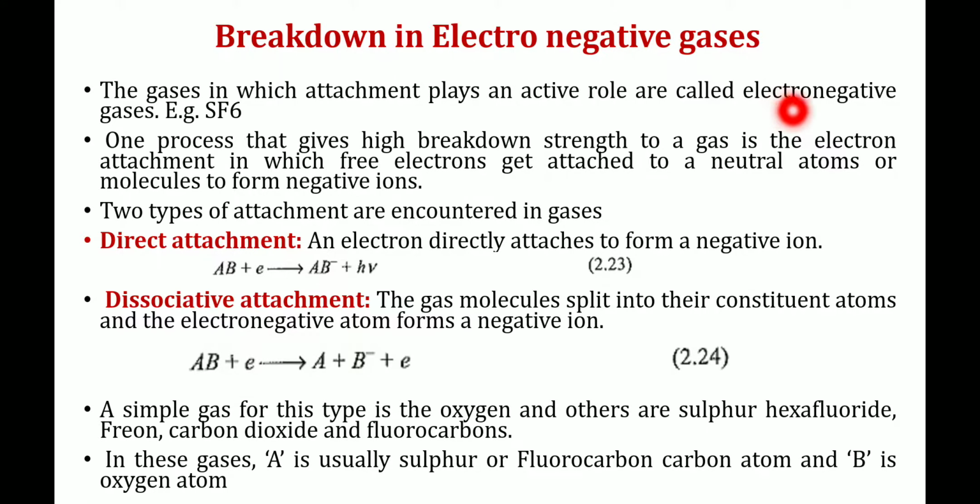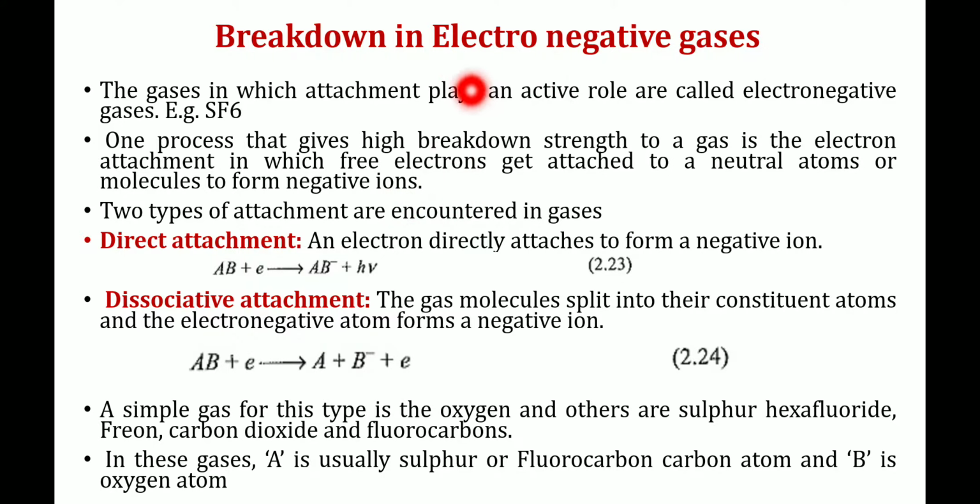So electronegative gases are the gases in which the electron attachment process plays an active role. An example is sulfur hexafluoride. Due to this electron attachment process, the gaseous media gets the highest breakdown strength, in which free electrons get attached to the neutral atoms or molecules to form the negative ions. This is clear to all of you now.